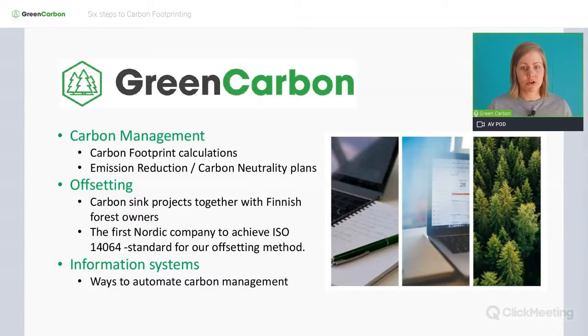And then the third service that we have is information systems. So we constantly look for solutions to automate carbon management, for example, using information systems to do the carbon footprint calculations, because nowadays it's mainly done by human work. So overall, our company works very broadly on the topic of climate change.